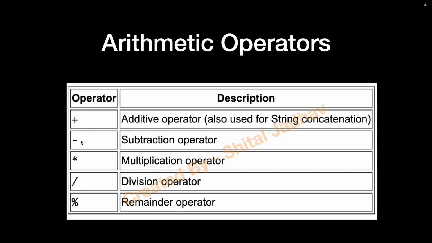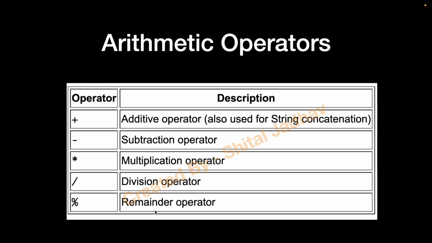Then you have a subtraction operator. Whenever you want to subtract, you will be using this subtraction operator. Then for multiplication you will be using the multiplication operator, and this is the division operator. Whenever you want to calculate the remainder, you will be using this percent or remainder operator.